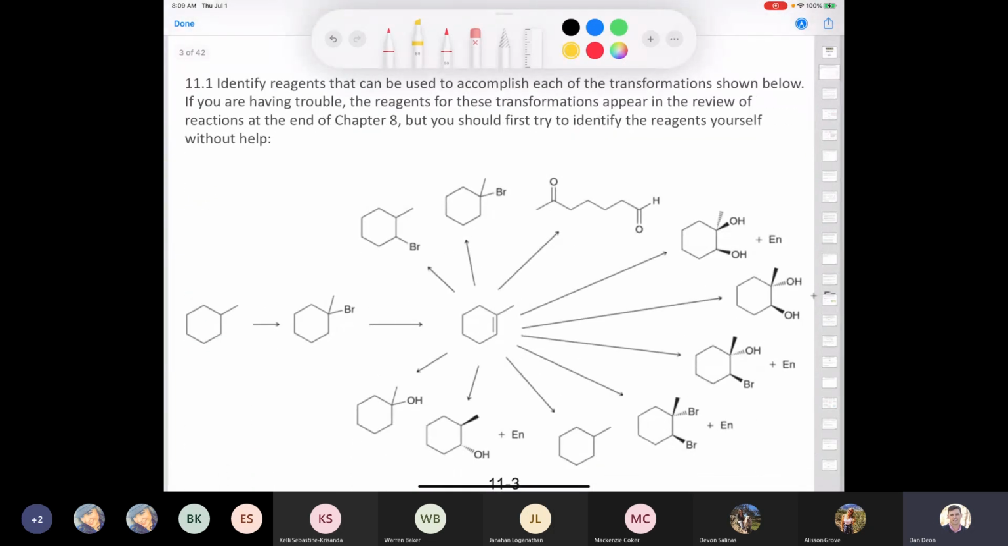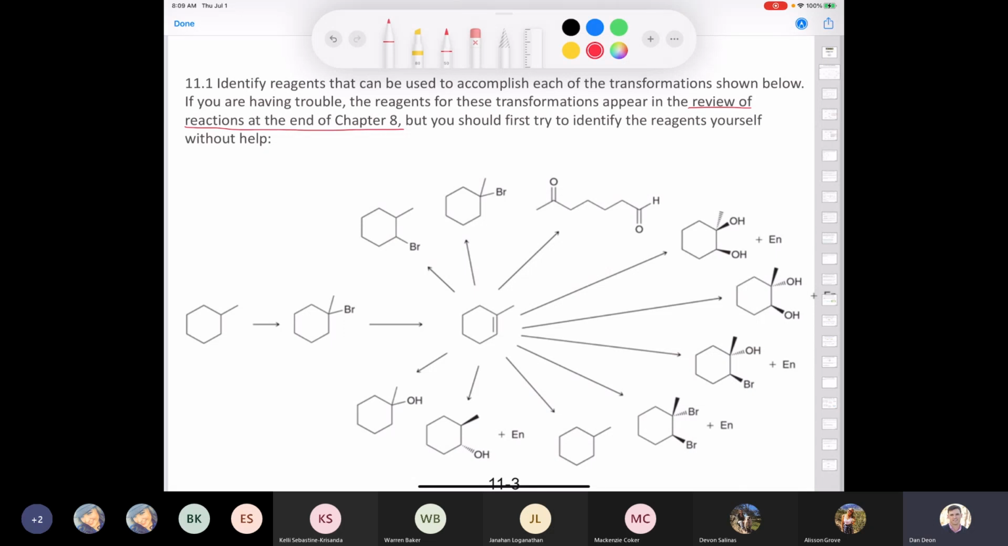Let's check it out. It says, identify the reagents that could be used to accomplish each of the transformations shown here. If you're having trouble, the reagents for these transformations appear in the review of reactions at the end of chapter 8. So sometimes students will ask me, is there a comprehensive review? Well, the reviews at the end of the chapters are very comprehensive and very well put together. So if, let's say, you're having problems with the reactions in chapter 8, which is the alkenes chapter, I would go to the review of the reactions at the very end of the chapter, and what you'll find is that all of those reactions that you covered in that chapter will be nicely laid out and summarized for you.